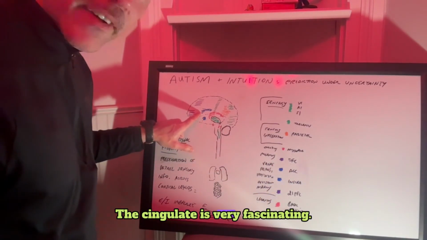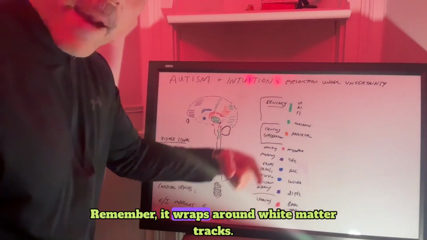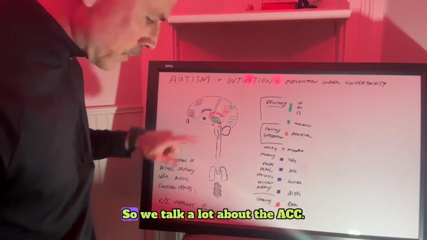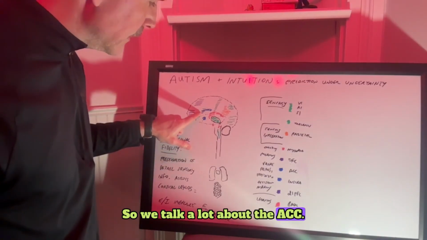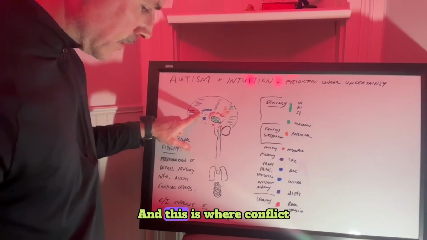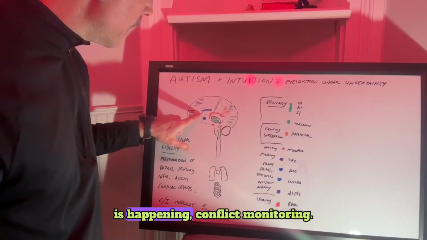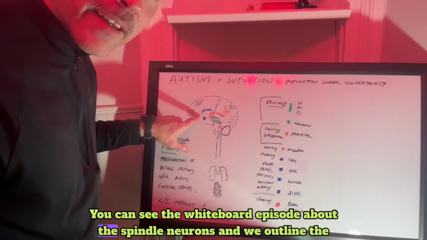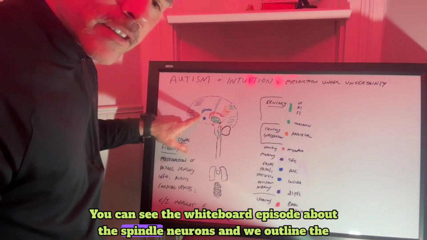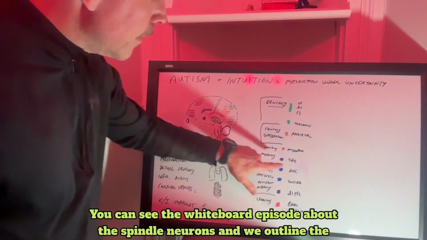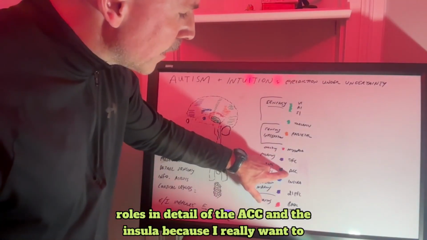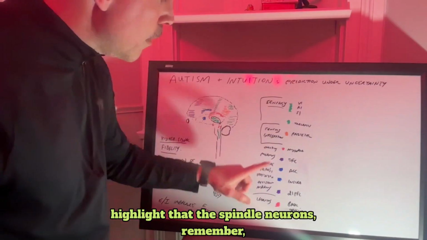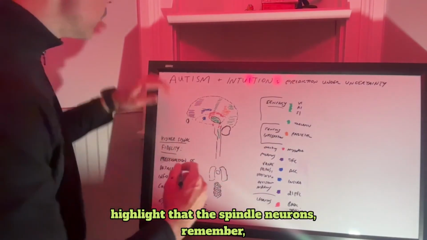And then also involved is the ACC, anterior cingulate cortex. The cingulate is very fascinating. Remember, it wraps around white matter tracts. So we talk a lot about the ACC. And this is where conflict is happening, conflict monitoring. You can see the whiteboard episode about the spindle neurons, and we outline the roles in detail of the ACC and the insula, because I really want to highlight the spindle neurons.